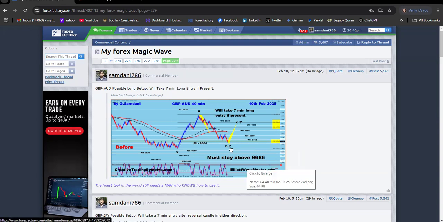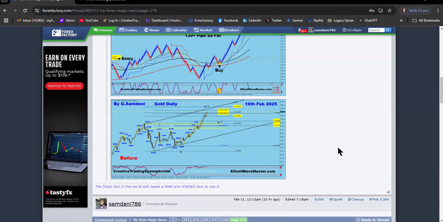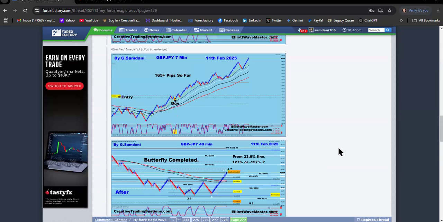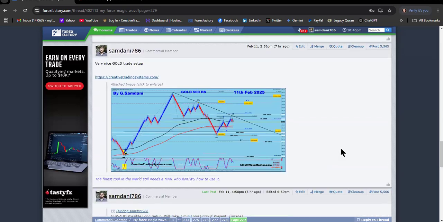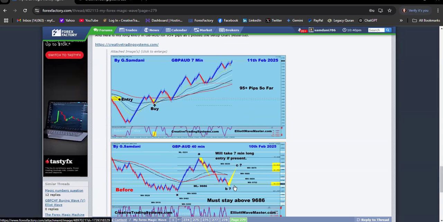So until I have my 7-minute long entry, proper entry, I'm not going to take the trade. So I said, we'll take the 7-minute long entry if present. If it shows up, yes, I will take it. Right. And then you can see later on what happened. Let me show you. This is the pound. Oh man, where the heck is that? All right, so see, this is the one, right?